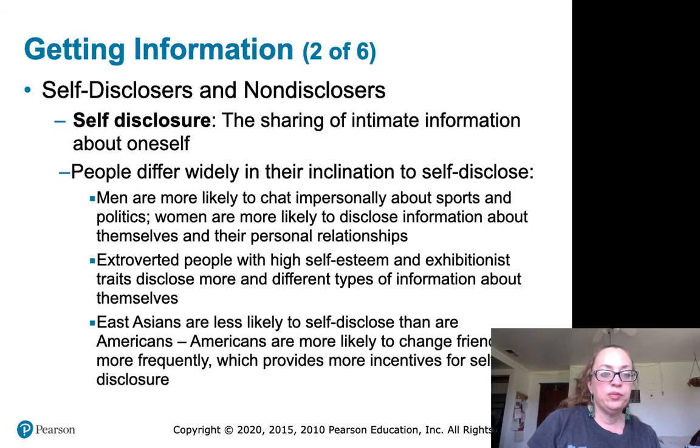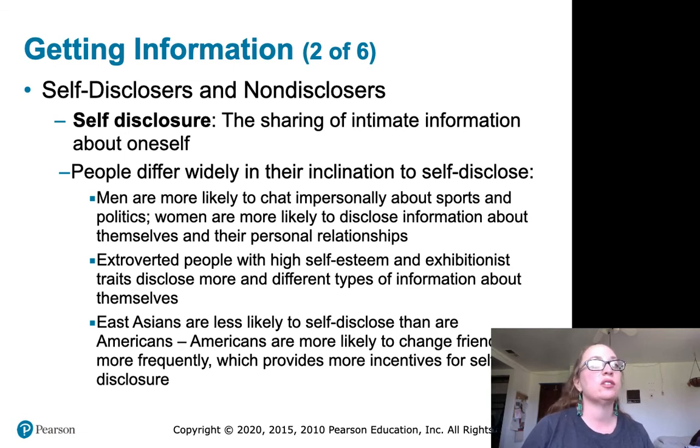All right, self-disclosure. So some people like to self-disclose, some people don't like to self-disclose. Your personality plays a big role in that. Gender, culture, all of these will play a role in it. So, do you share intimate information about yourself? Women are much more likely to be self-disclosers. They're more likely to talk about intimate things.